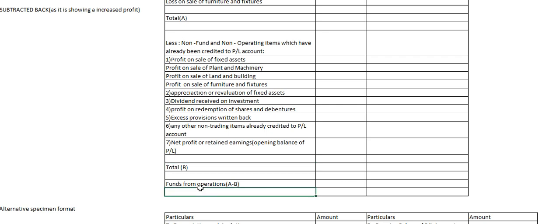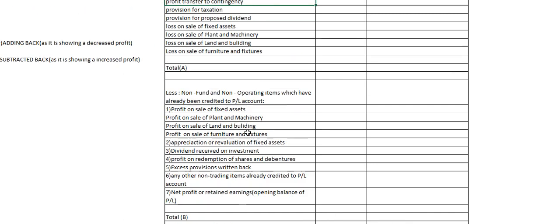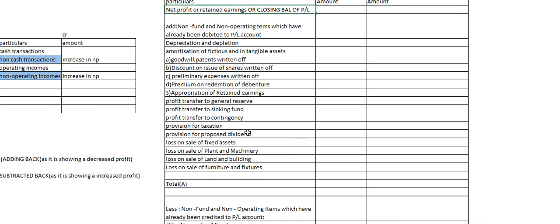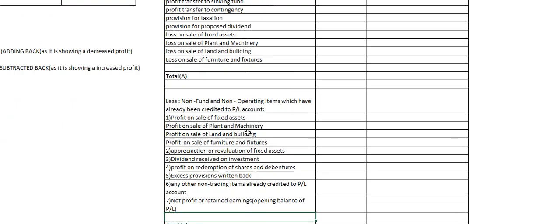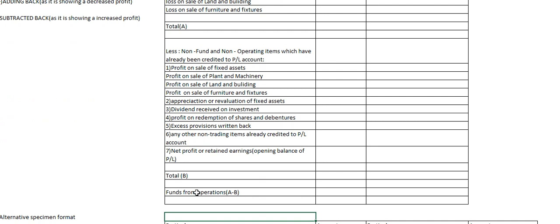Funds from operation is nothing but A minus B, which is net profit, if they are considering net profit in the beginning, plus non-fund and non-operating items which have been debited to profit and loss account, minus non-fund and non-operating items which have been credited to profit and loss account. You will get the resultant figure as funds from operation. Hope this statement is very clear enough.